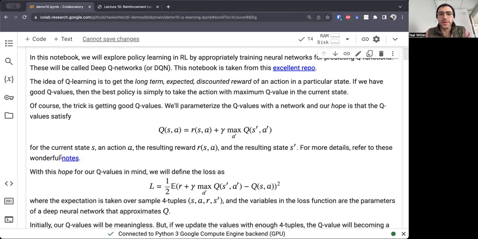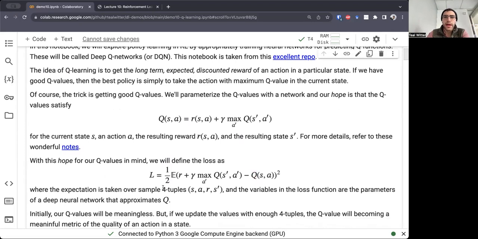With this hope for our Q values in mind, we will define a loss function. And the loss function is really the difference between the left-hand side of this equation and the right-hand side of this equation. And by defining our loss in this way, our hope is to equalize these two sides. So we'll get a Q value function which correctly outputs the actual value of a state in an action. And to do this, there's a complicated recurrent relationship because that depends on this Q value as well. We want this thing to be 0.